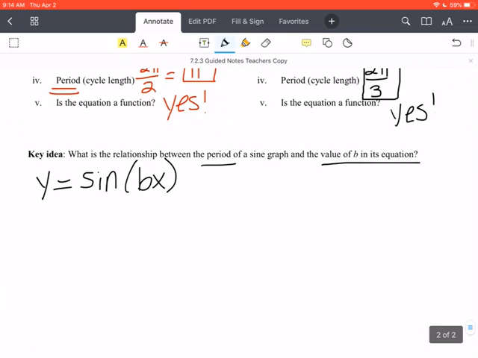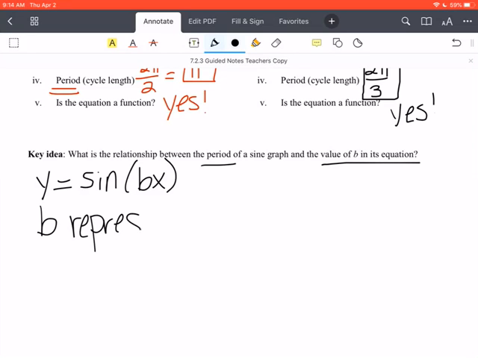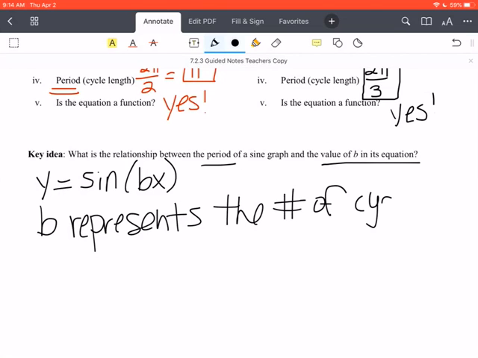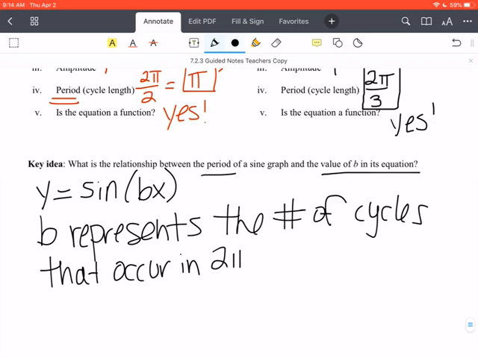So hopefully you've caught on that b represents the number of cycles that occur in 2 pi. Now that's important, because if you just said b represents the number of cycles, well, cyclical functions are usually never ending, so you have to specify that it's the number of cycles that occur in 2 pi. Why is 2 pi so important? Because it is the period of the parent function.